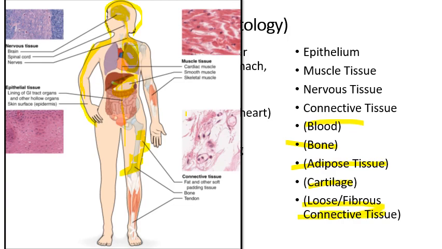So those 4 categories, epithelial, muscle, nervous tissue, and connective tissue, are the 4 basic types of tissue that form the human body.